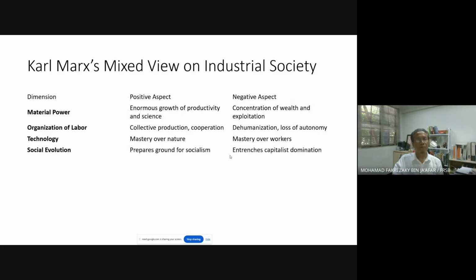However, Karl Marx also had a mixed view on industrial society. He noticed some positive aspects: the enormous growth of productivity and science that can be unleashed because of industrial society. Collective production, cooperation. He saw that the ills of industrial society can be addressed by giving control of production to society and the cooperation of laborers. And he admitted that the technology offered by the industrial revolution gives human mastery over nature. We can control nature in a sense. To him, the Industrial Revolution is not all bad; it prepares the ground for socialism. The negative aspects have been covered earlier. So this is what Marx says.